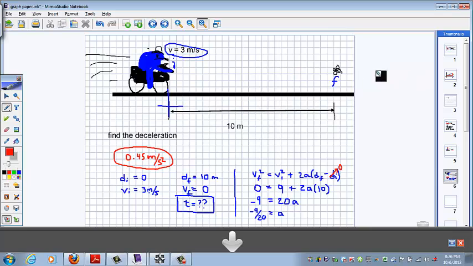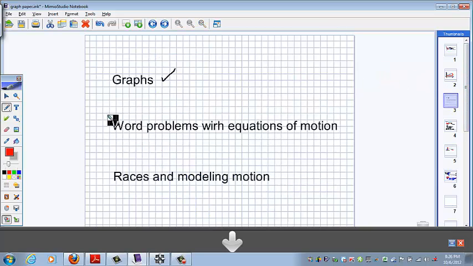Okay, we are now ready to move on to the final phase of our review. We've seen a bunch of stuff with graphs. We've worked through a few word problems. Finally, let's take a look at a race and modeling motion with our equations of motion.